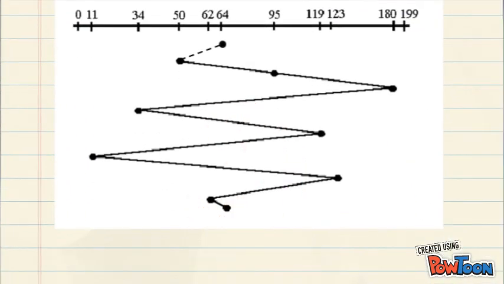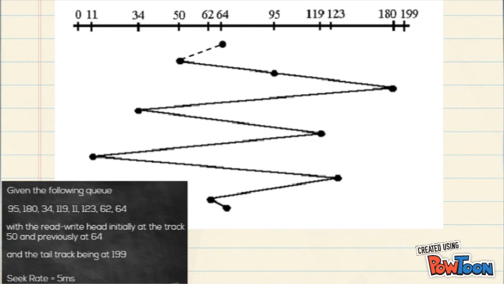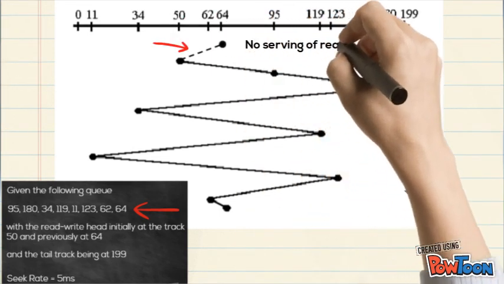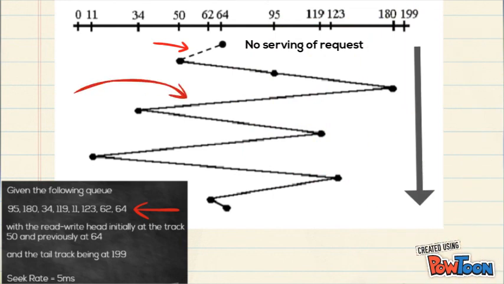This is the graph for the given problem in the FCFS. As you notice, the queue that is given is written in order and lined up graphically, downwards: 95, 180, and so on. The previous position of the read-write head is at 64 and initially at 50. A broken line represents no servicing of a request, and a straight line represents servicing of a request. Meaning to say, 64 and 50 are not included in the given queue.